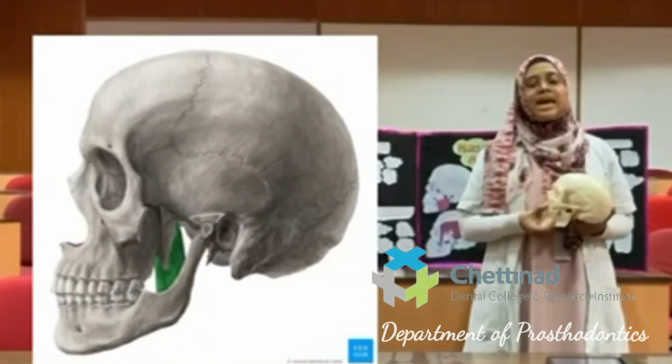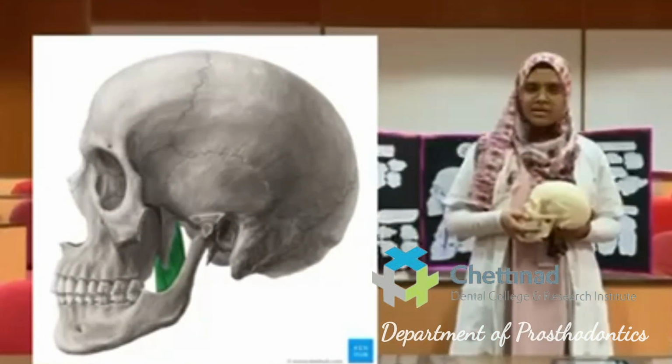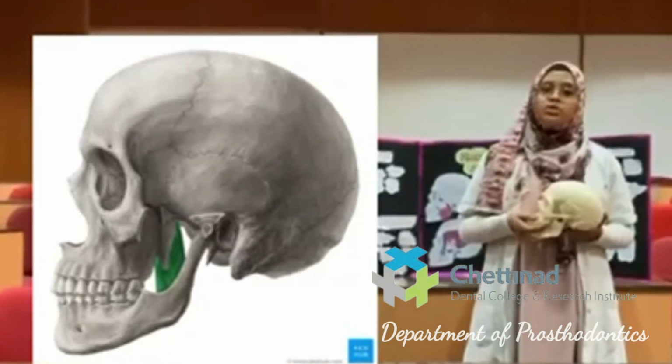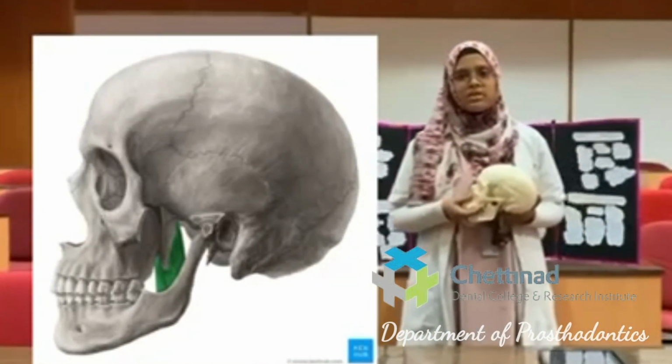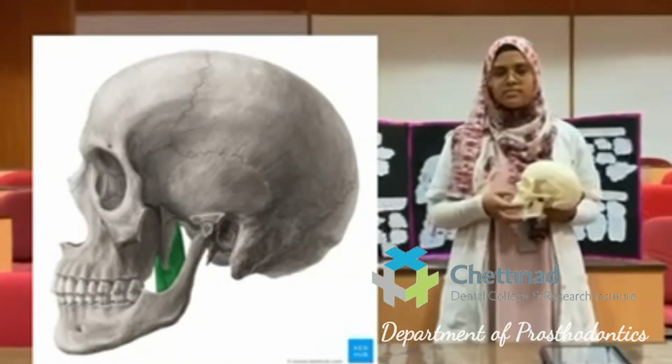Coming to the actions of the medial pterygoid muscle, it helps in the elevation of the mandible and side to side movement, and it also helps in the protrusion of the mandible. When it comes to innervation, it is innervated by the mandibular branch of the trigeminal nerve.